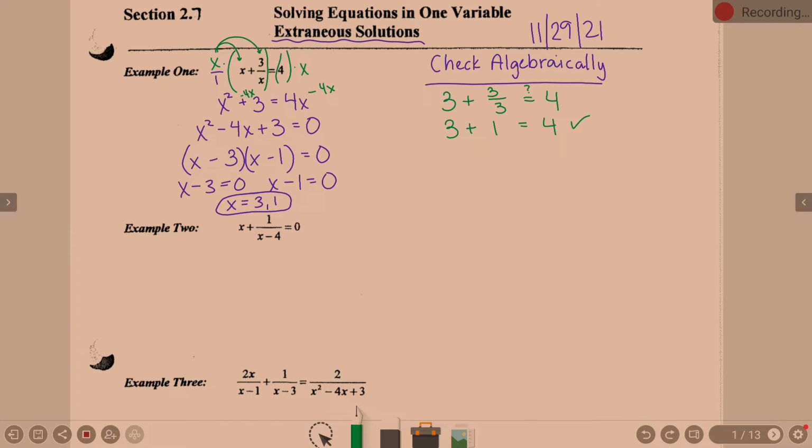Okay, and I get it. You can do this in your head, right? You don't have to write it down. I do this in my head most of the time. I just want to kind of revisit, hey, this is a good way to check.